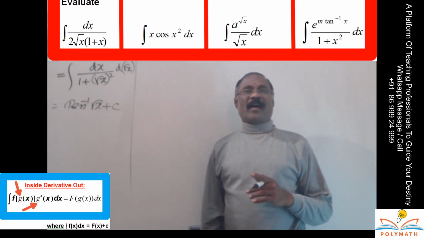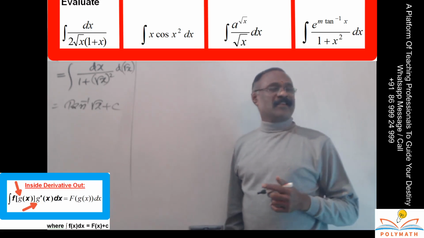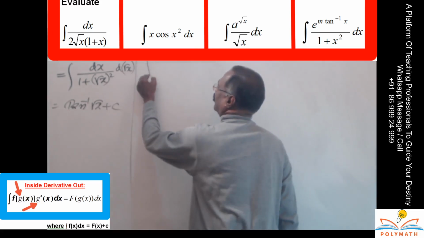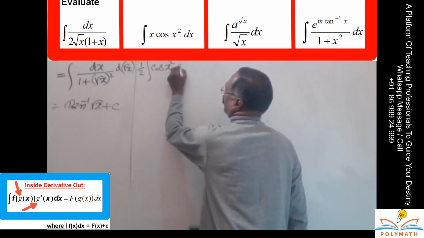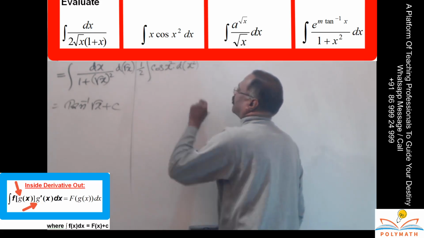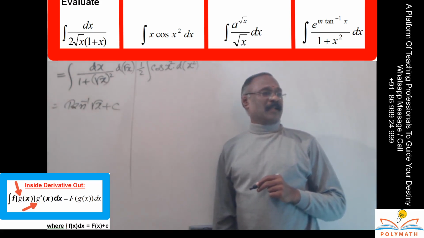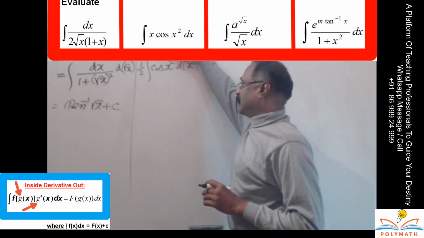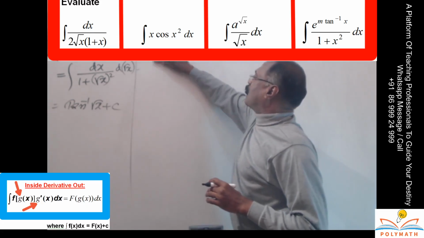Cos x square into x dx. What is the derivative of x square? 2x. You have to make an adjustment here. Integral 1 by 2 cos x square into derivative of x square. Just see that. In place of x you have x square.